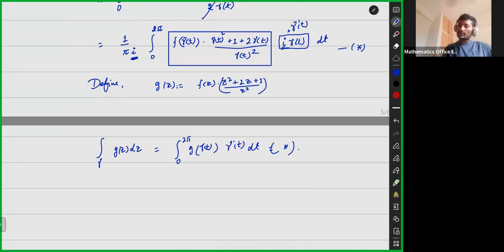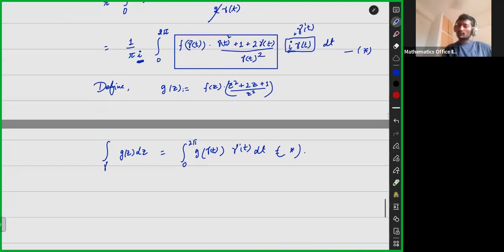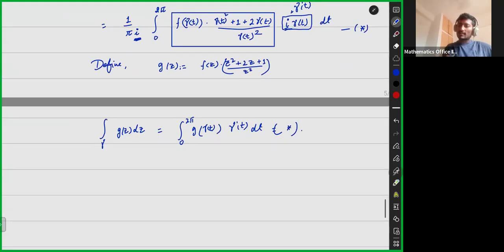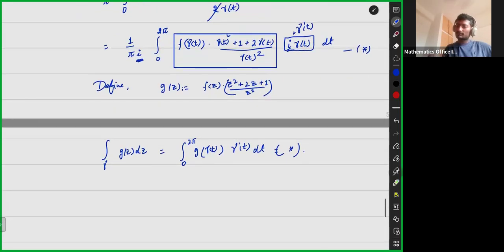So now we have this. So what we have, the RHS again. So RHS becomes 1 upon pi i, integral over gamma now dz, right? What is the integrand? That is f of z, z square plus, or directly we write z plus 1 whole.